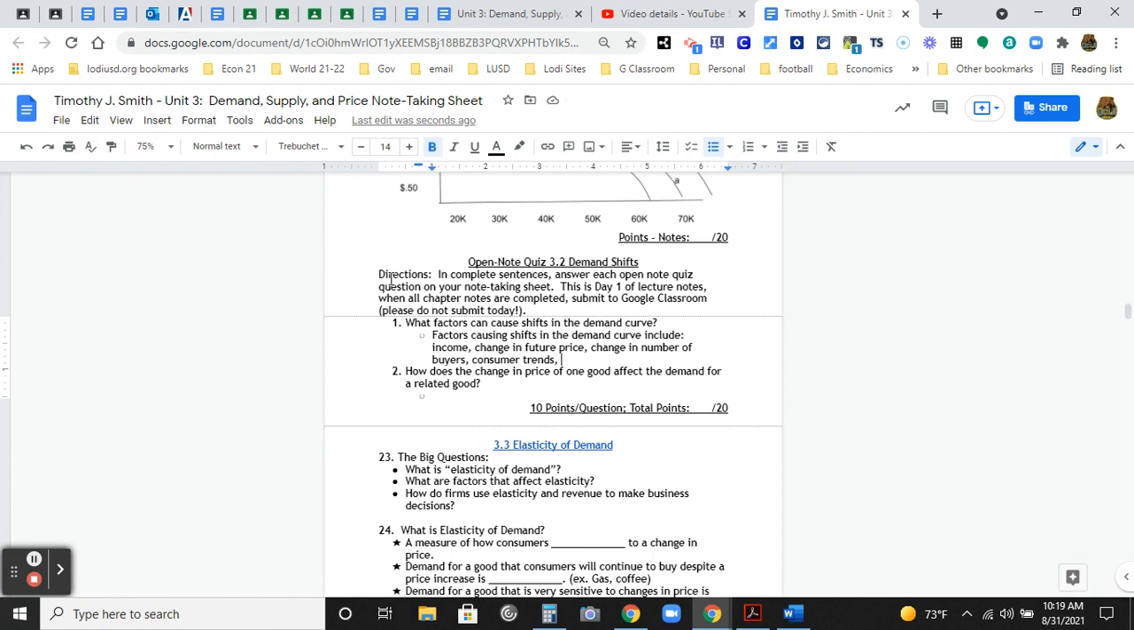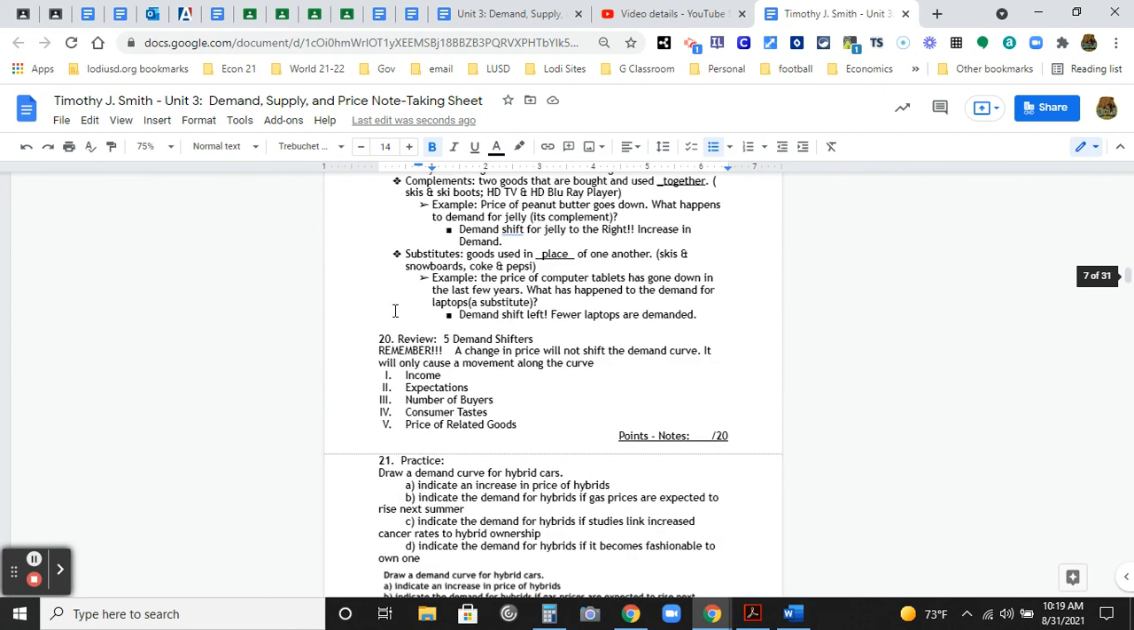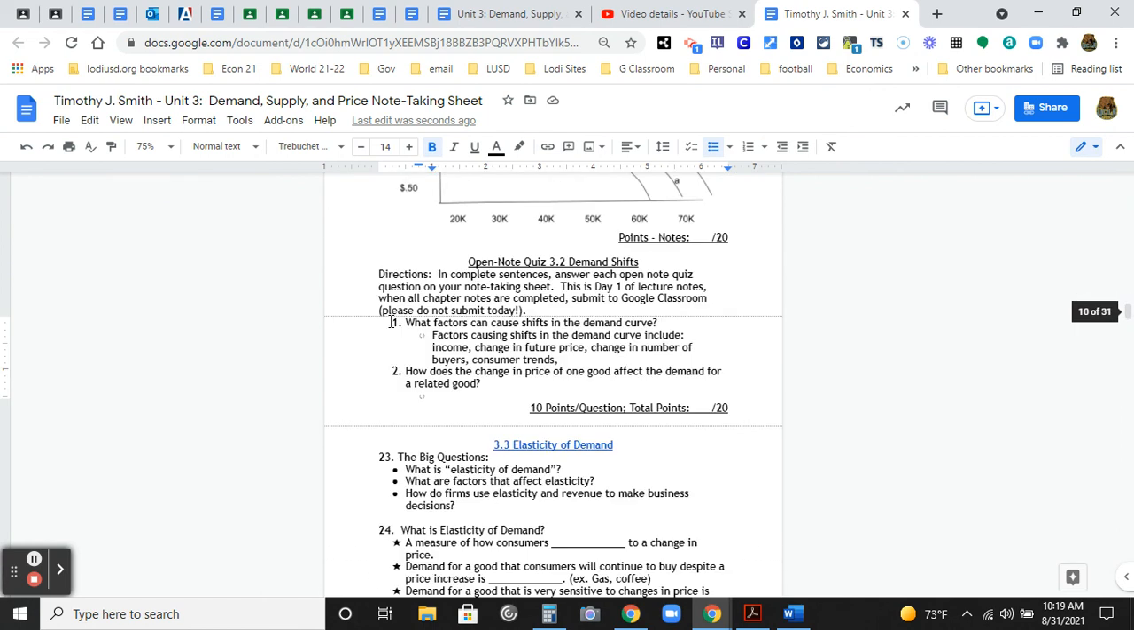I don't know, there's a fifth one. What's the fifth one? Price of related goods. Or is it a substitute good? Is it a complementary good? That's it. The next one we will answer, but I'm not going to type it out. Let's change price. One good affects the demand for a related good.